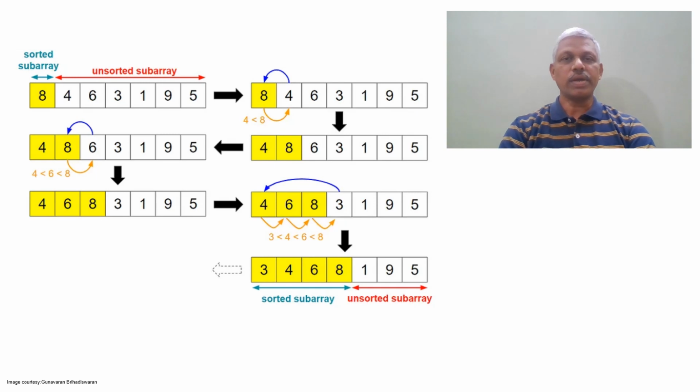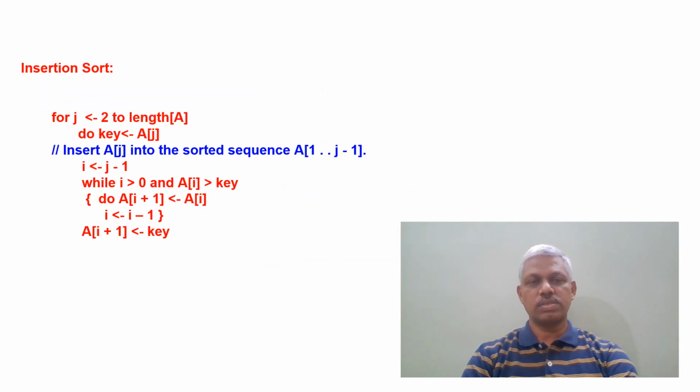So like this the swapping continues. The algorithm first runs with a for loop. The for loop starts with j running from 2 to length of A. So we concentrate on the second element, and A[j] is assigned to key. A[j] becomes the key, and it has to be placed in its location in the left hand side part of the subarray, which is to be in sorted order. So what we are doing here is inserting A[j] into the sorted sequence A[1 to j minus 1], because up to j minus 1 it is sorted and the jth element has to be placed in its corresponding location.